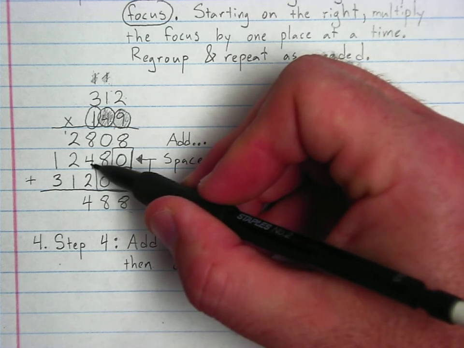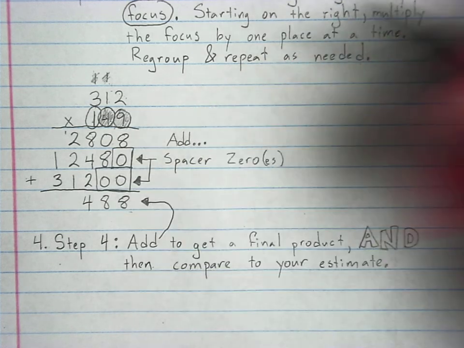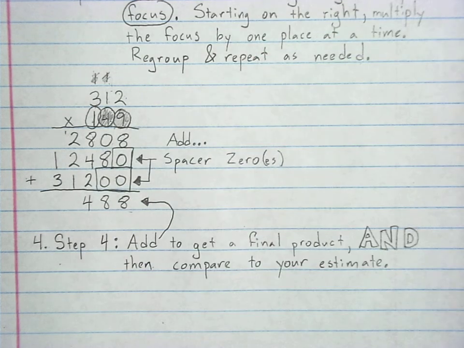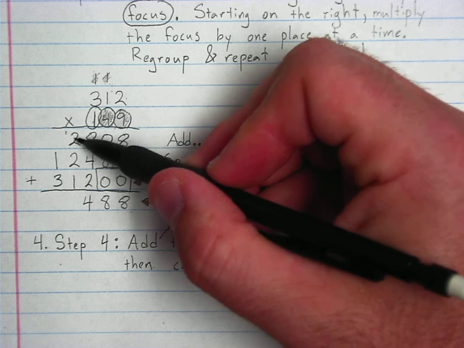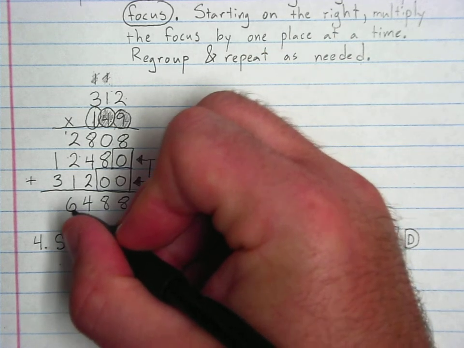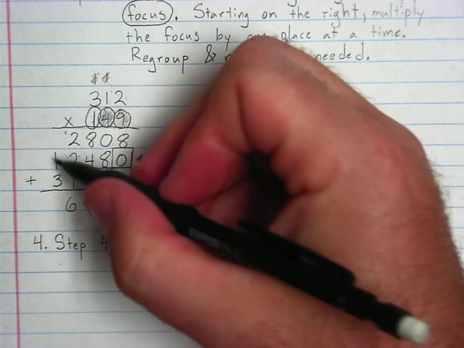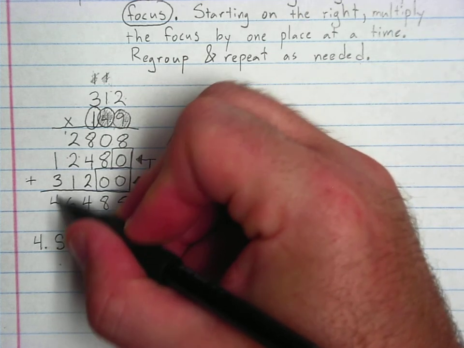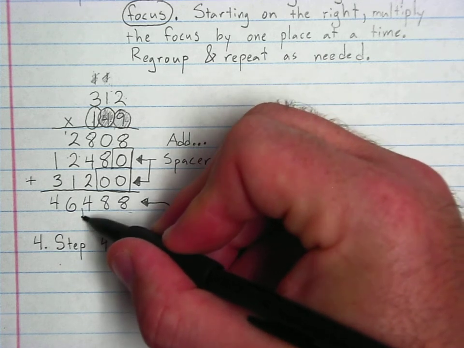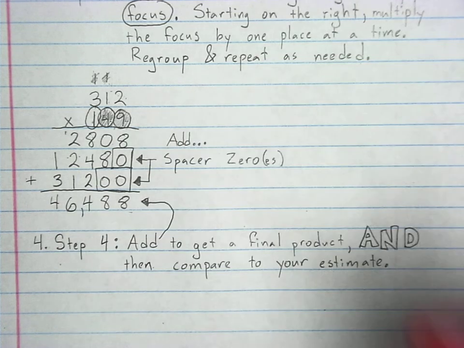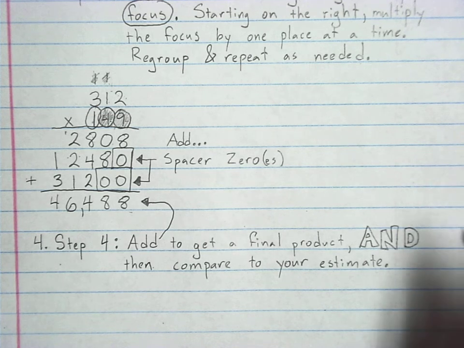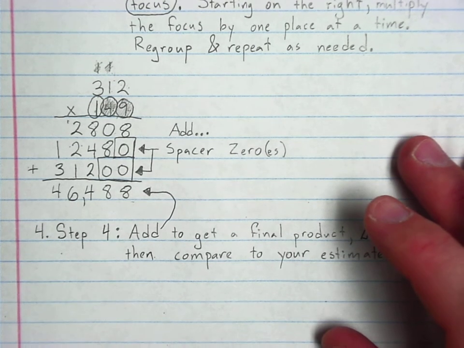2 plus 4 is 6. 6 plus 8 would also be 14. 8 plus 4 is 12. 12 plus 2 is 14. You get it. 1 plus 2 is 3. 4, 5, 6. 1 plus 3 is 4. Okay. 1, 2, 3 makes 1 period. So the answer I'm getting so far is 46,488.